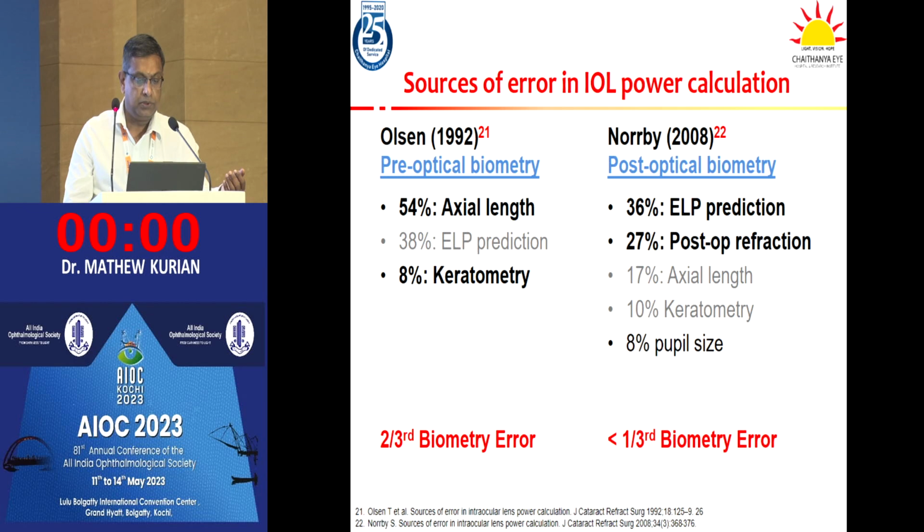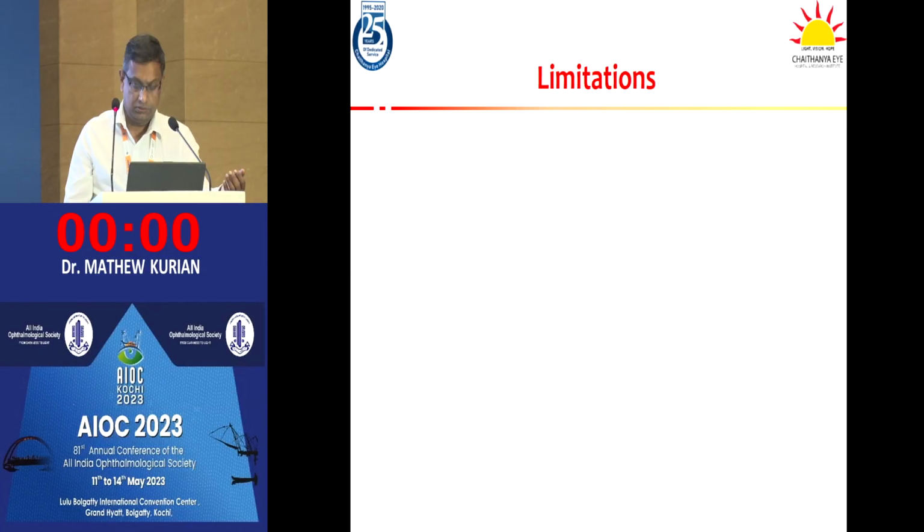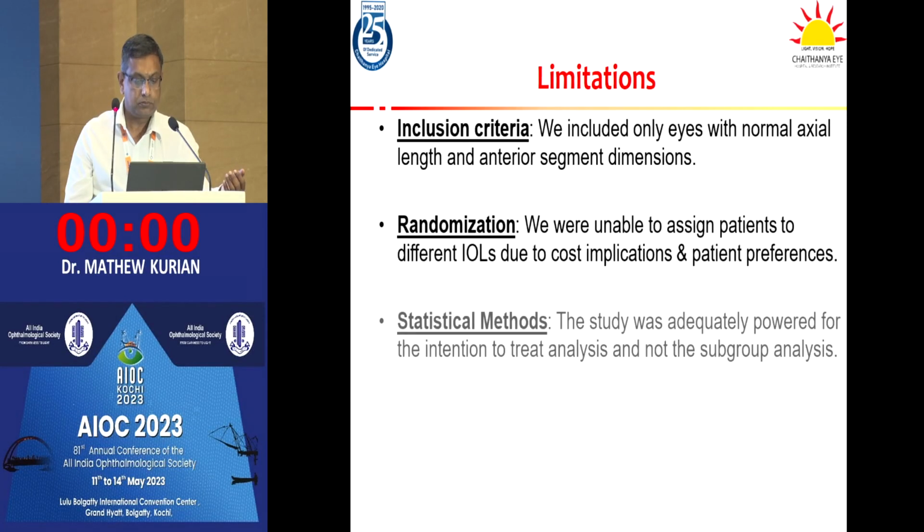Sources of IOL power calculation errors today are ELP prediction and postoperative refraction. And as we improve the ELP prediction, we will be able to get better outcomes in this.